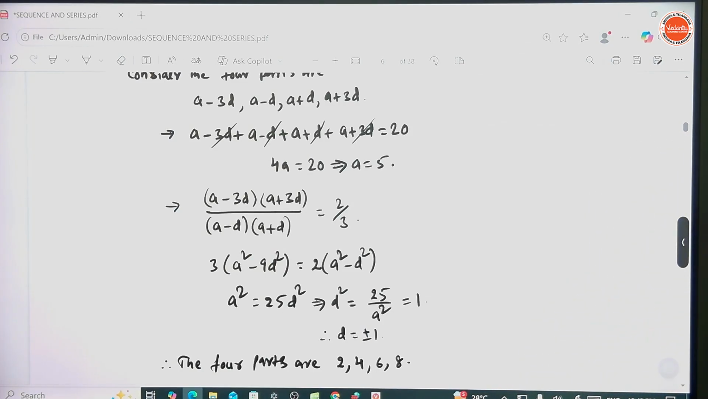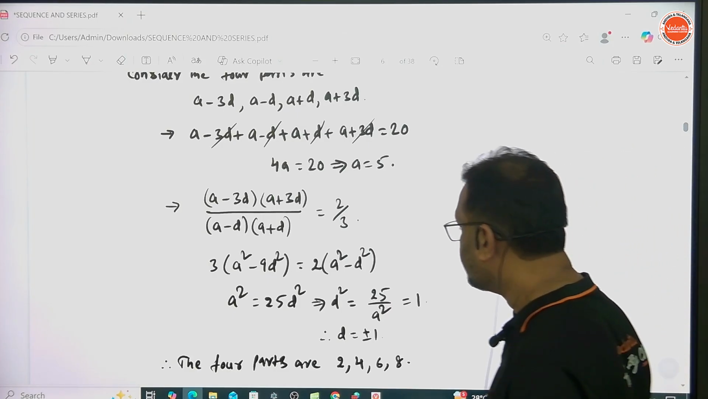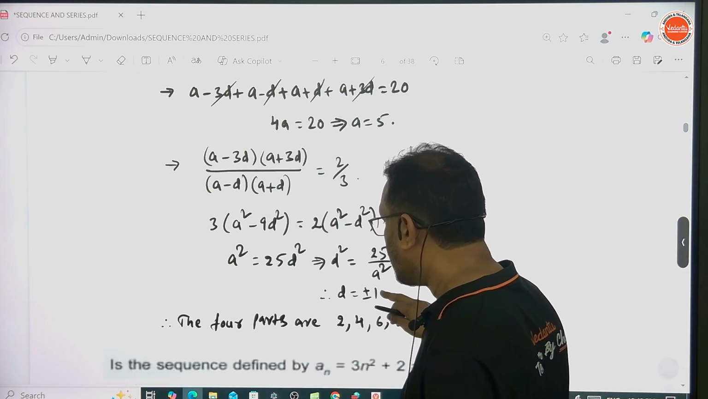Just substitute in the first consideration. The first number is A minus 3D, as we considered, the second is A minus D, next A plus D, and next A plus 3D. Just substitute in that, and you will get the values of all the 4 parts of 20. Any doubt in this?